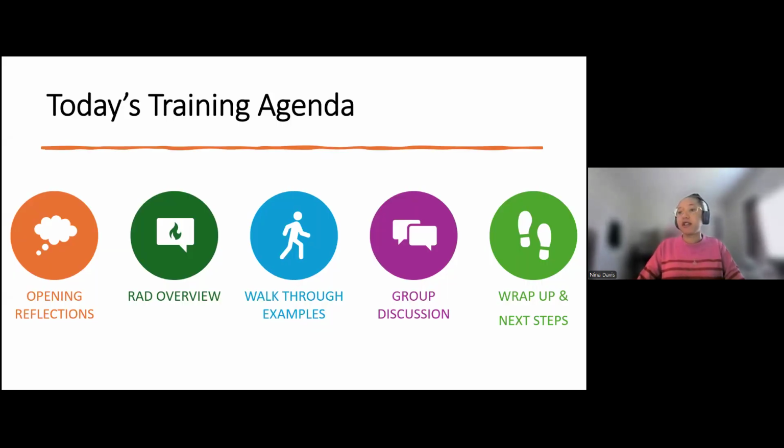So here's how we'll spend our time together. We'll start with some opening reflections, just a chance for you to introduce yourself and think a bit about how you approach land management in your own work. Then we'll move into a RAD overview where I'll walk us through what resist, accept, and direct mean, how they differ, and how you might decide what is the right fit for a particular site.